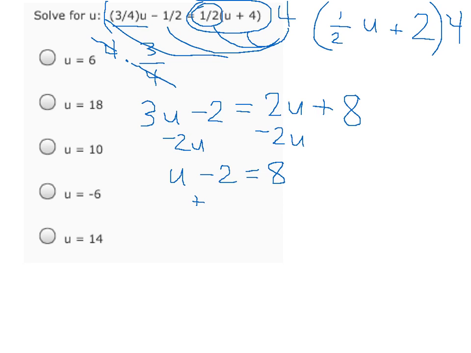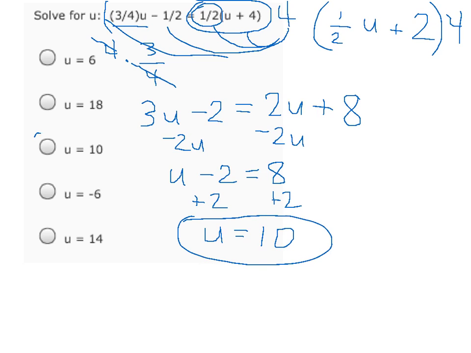And then we want to add a 2 to each side in order to get u by itself. And we have u equals 10 for our final answer. So the final answer is C.